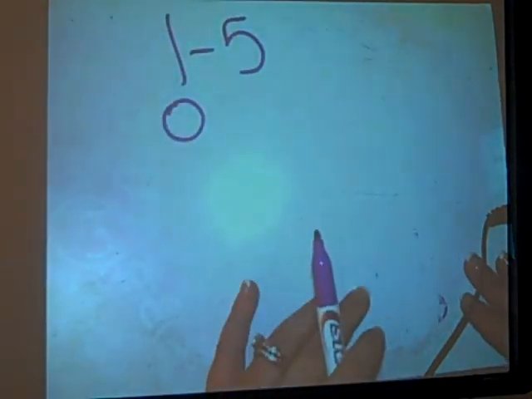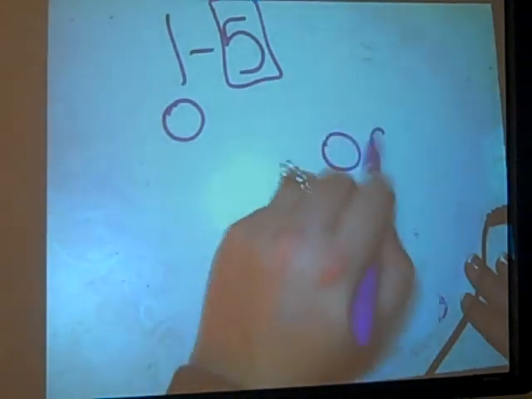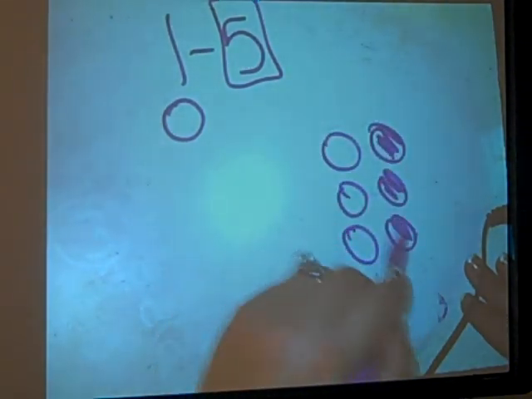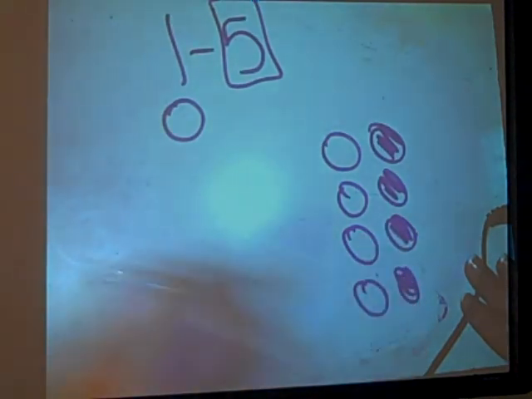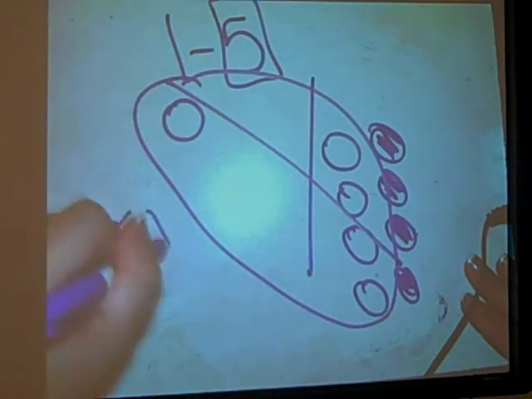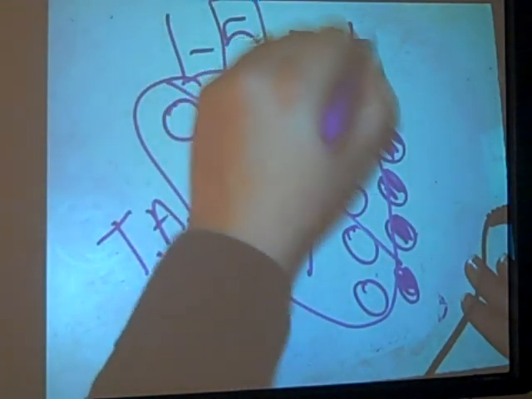So 1 minus 5. You created 1. You need to take away 5. You only have 1 you can take away, so you only need 4 more. So 1, 2, 3, 4. And you now have 5 that you can take away. And you're left with 1, 2, 3, 4. They're shaded in, and it's -4.